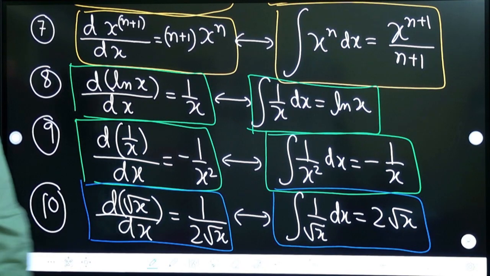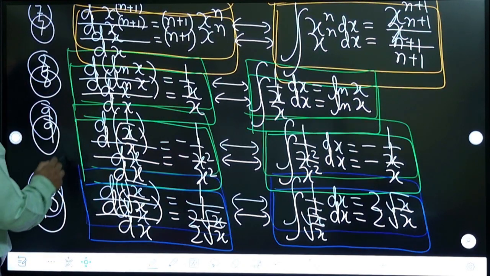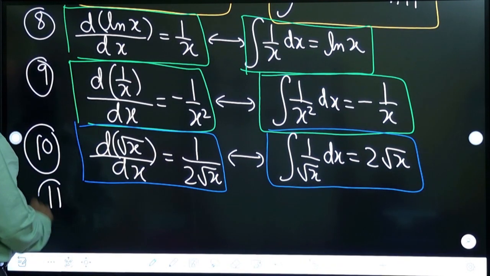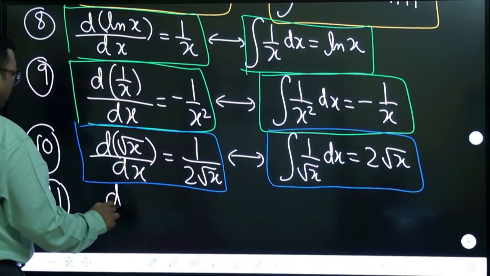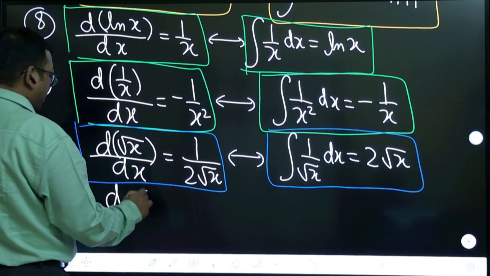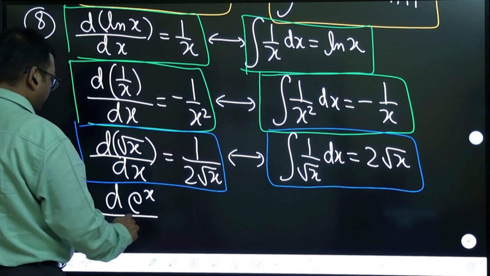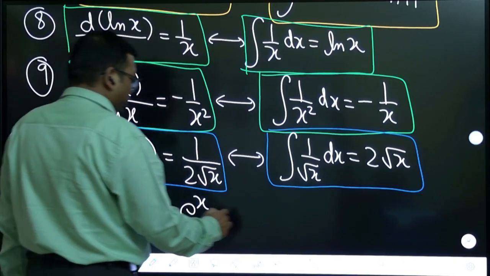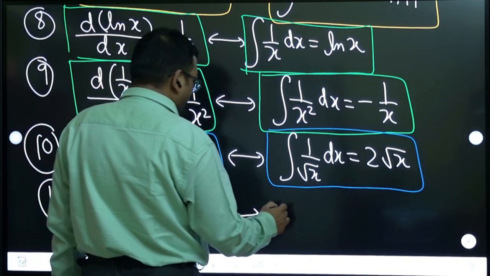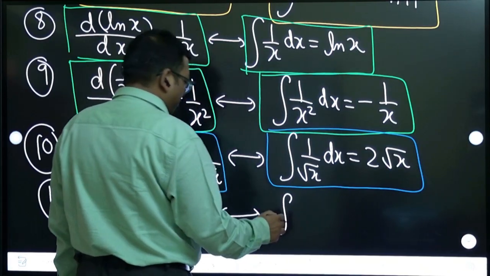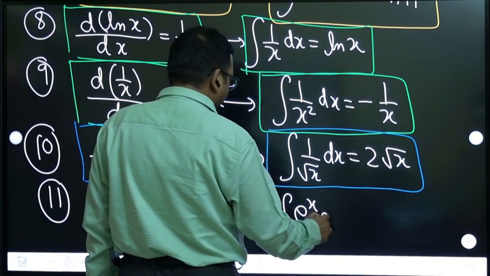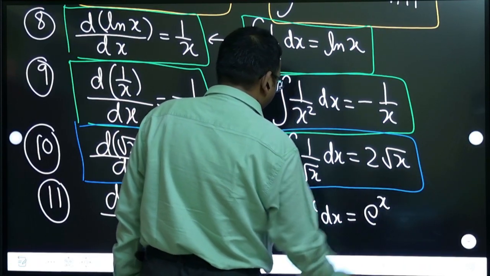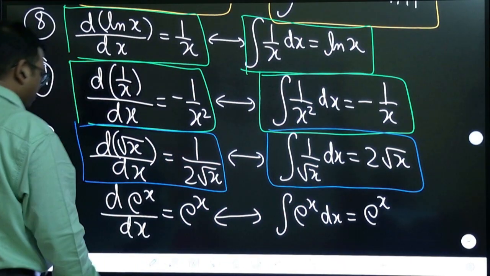Then exponential formulas, let us type. Differentiation of e power x with respect to x becomes e power x. So integration of e power x with respect to x becomes e power x only. No change happens.